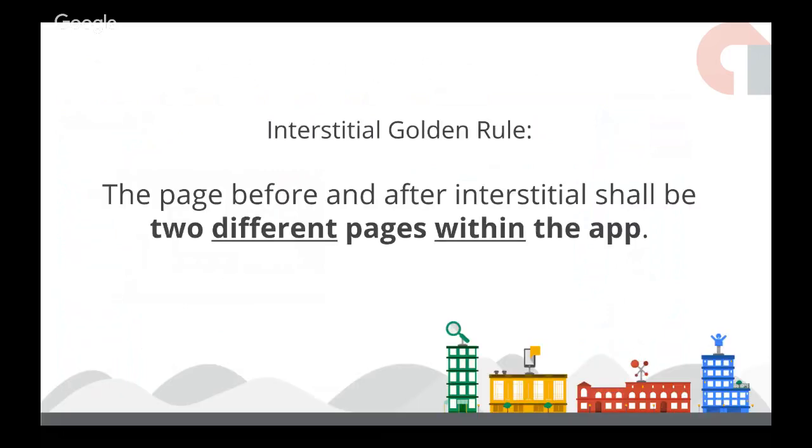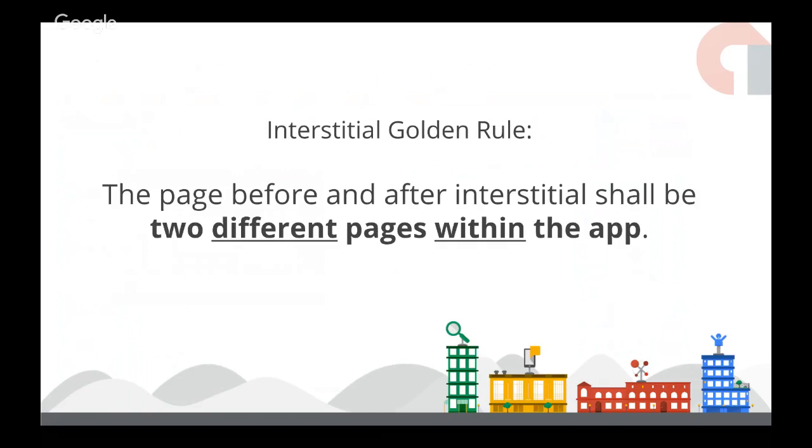To start with, I hope you still remember the interstitial golden rule that we talked about last quarter. Here we're going to review it again: the page before and after interstitial should be two different pages within the app. There are two points to mention here. The first one is different, meaning before and after interstitial, the two screens should have different contents. And the second word is within. Within means before and after interstitial, the screens should be within the app environment instead of outside it. For example, the desktop is not allowed.